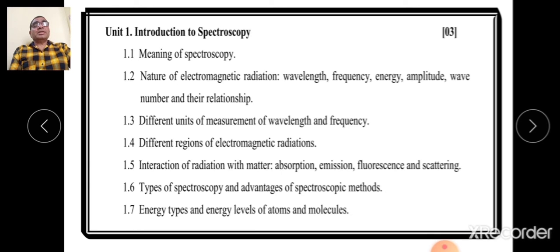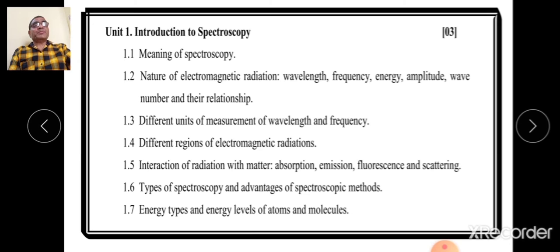The topic includes these 7 points: the meaning of spectroscopy, the nature of electromagnetic radiation, the parameters like wavelength, frequency, energy, amplitude, wave number, and their relationship, different units of measurement of wavelength and frequency, different regions of electromagnetic radiation, interaction of radiation with matter causing absorption, emission, fluorescence, and scattering, then types of spectroscopy and advantages of spectroscopy methods, energy types and energy levels of atoms and molecules.